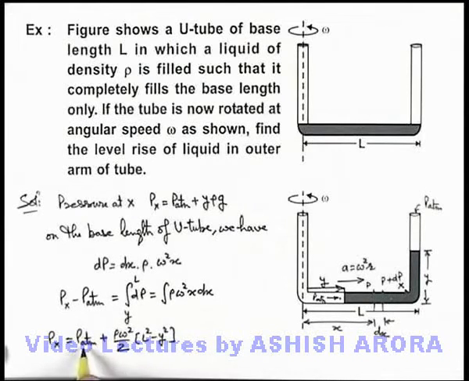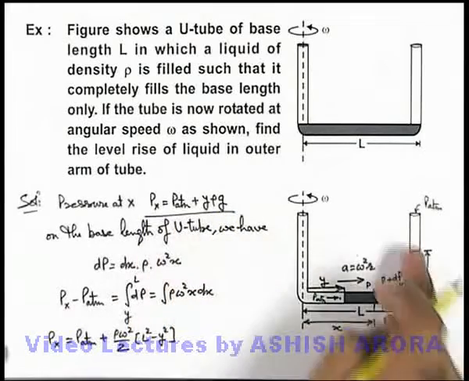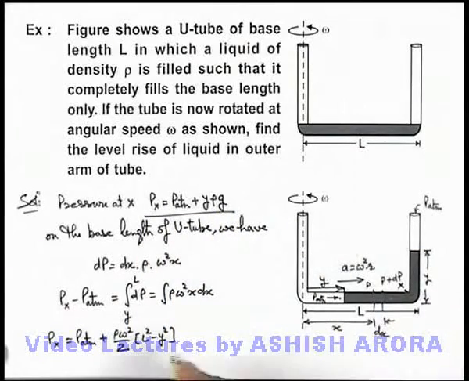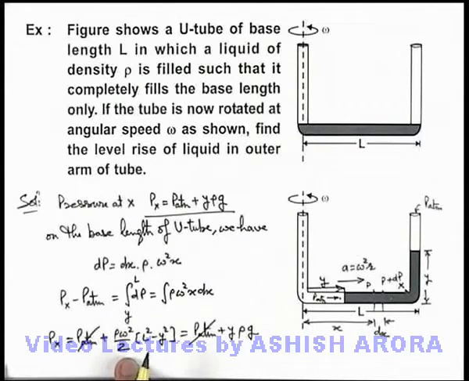And the same pressure at point x we already obtained from the vertical side of the tube. If we equate the two, it is P atmospheric plus y rho g. In this expression, this P atmospheric gets cancelled out, and on simplifying we can see there's a quadratic equation in y. Let's continue it on the next slide.